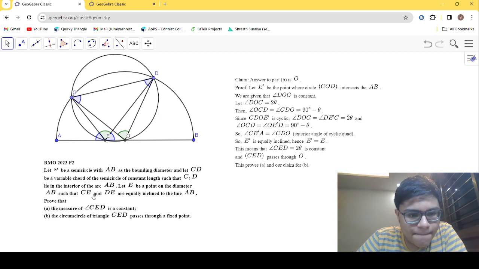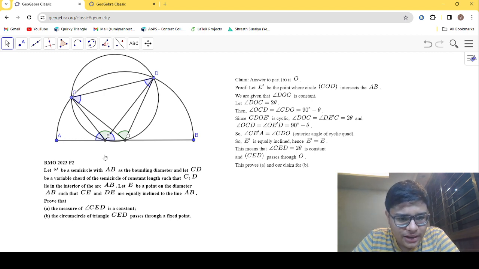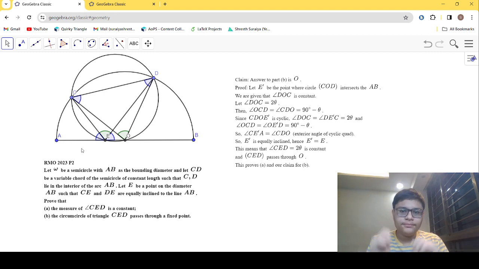We have to prove, and E is also a point such that the angle which CE makes with the line AB and the angle that ED makes with the line AB are equal, right? So as you can see, the blue angles are equal, right? And we need to prove two things. We need to first prove that the measure of angle CED is a constant, right? And the second thing is that we need to prove that the circumcircle of CED passes through a fixed point.